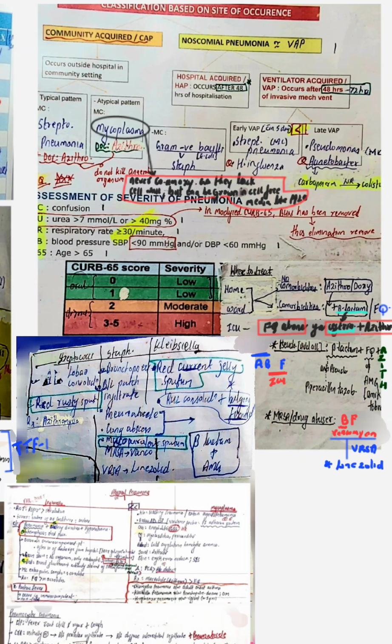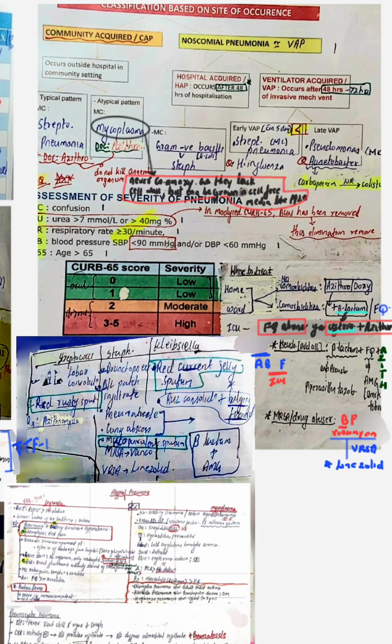Streptococcus hallmark: lower lobe consolidation and red rusty sputum. For Klebsiella, the buzzword is red currant jelly sputum. It is like a gel. Klebsiella will have right upper lobe consolidation plus bulging fissure. Bulging fissure is a buzzword for Klebsiella.